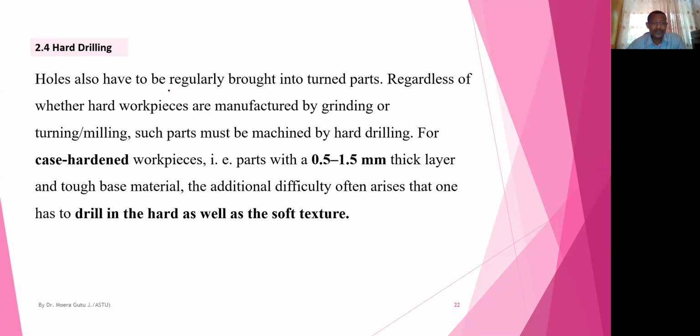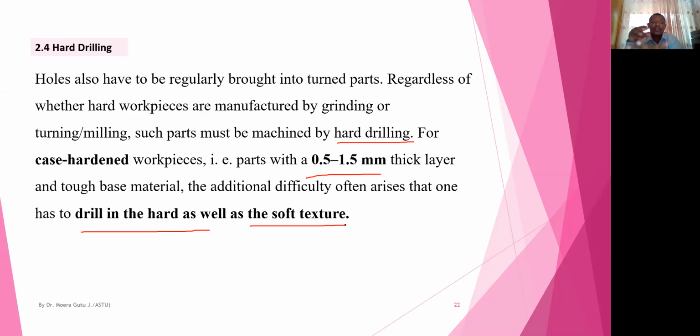Holes also have to be regularly brought into turned parts. Means the holes should be smooth, regardless of whether the hard workpieces are manufactured by grinding, turning, or milling. Such parts must be machined by the hard drilling process. For the case of hardened workpiece parts, 0.5 up to 1.5 millimeter thick layers and tough base materials can be observed. An additional difficulty often arises in that one has to drill in hard as well as soft textures.